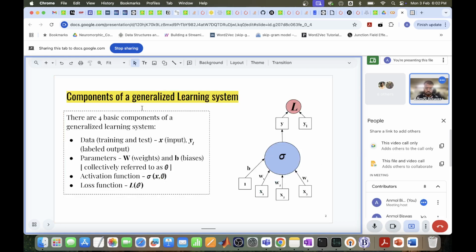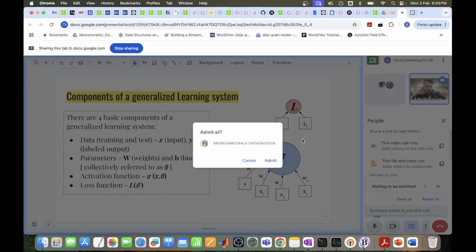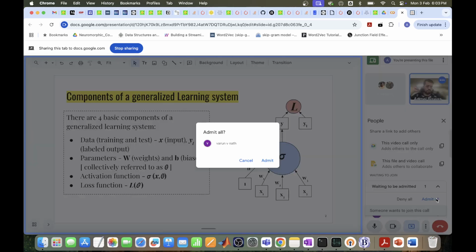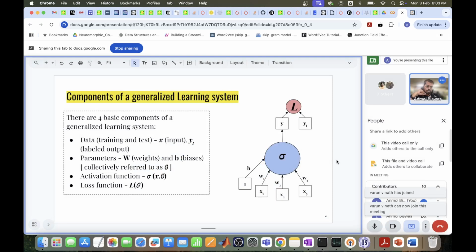So here are the components of what I'm calling a generalized learning system, right? The basic idea is that there are basically four components that are common to all kinds of learning systems. It does not matter if it is an SVM or a deep neural network, anything that has this property of learning from the data, right? So what are these things?